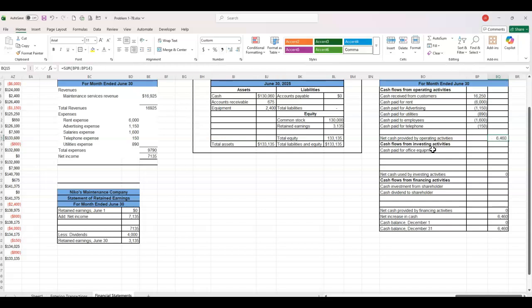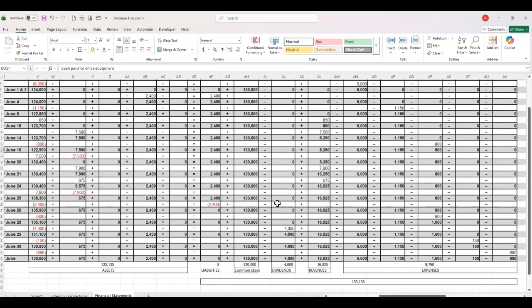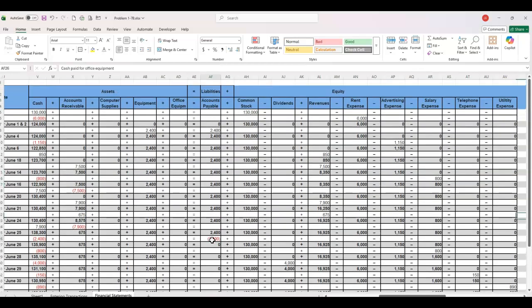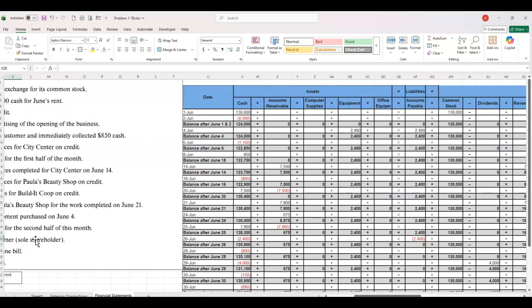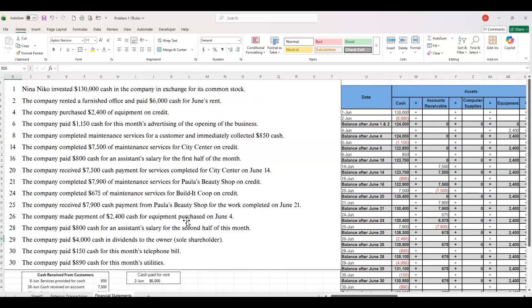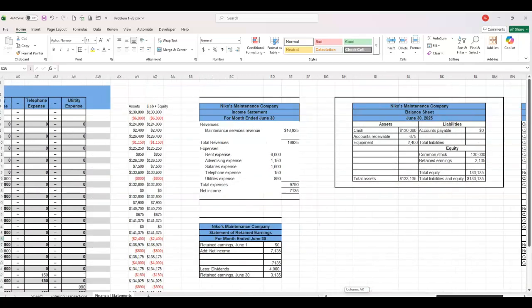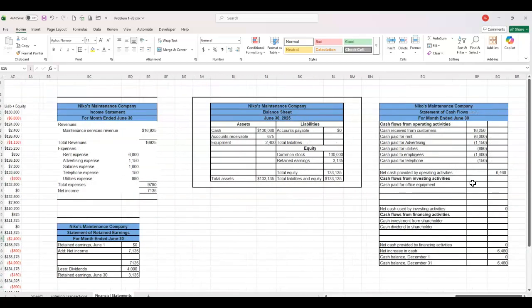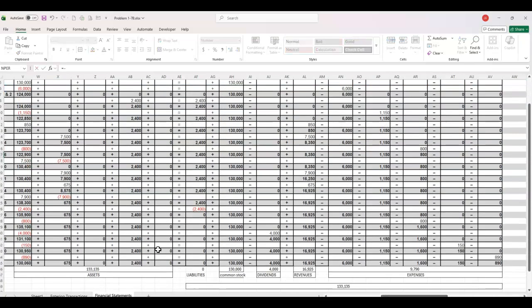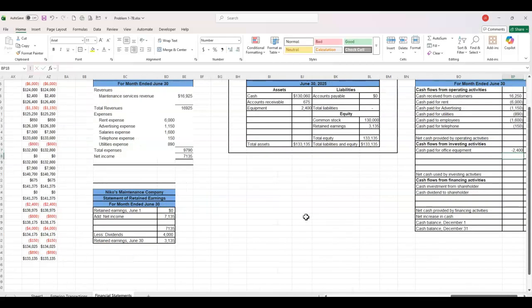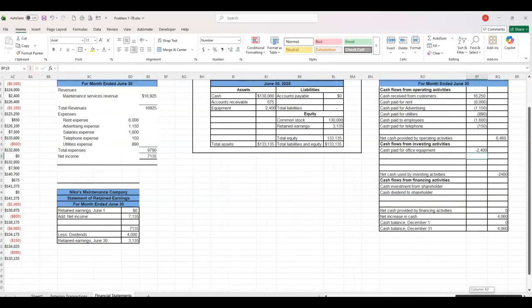From investing activities, investing is usually long-term assets. The only thing we did for long-term assets was we purchased some equipment. We bought it on credit using accounts payable, but then we paid it off on June the 26th. So we'll include this balance in the equipment account because it was paid for with cash eventually. Negative $2,400.